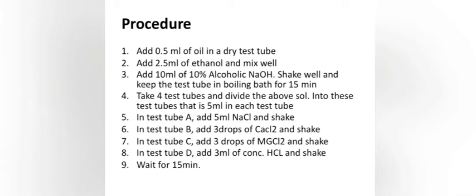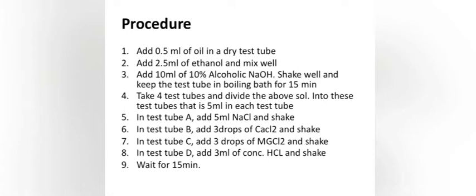Now, procedure. Add 0.5 ml of oil in a dry test tube. Add 2.5 ml of ethanol to it and mix it well. After mixing, add 10 ml of 10% alcoholic NaOH. Shake it well and keep the test tube in a boiling water bath for 15 minutes.